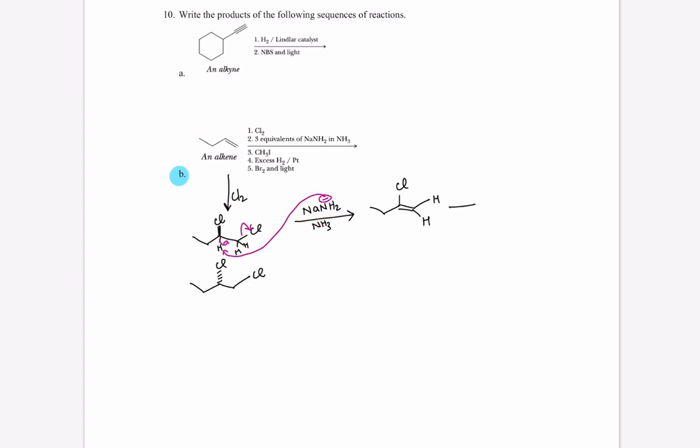With the second equivalent of NaNH2 followed by NH3, it's going to do the same thing again. This is also another elimination reaction, where now this is the hydrogen that would be abstracted. And it's going to put the pi bond here, and the Cl is going to leave. It's going to create a triple bond now.